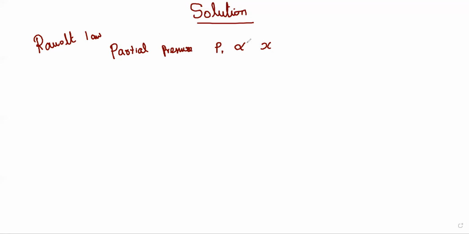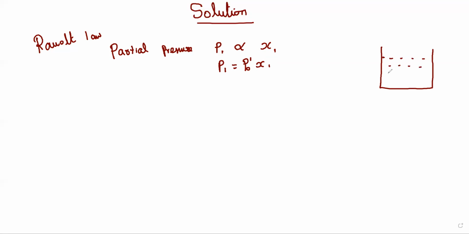Henry also states the same thing. But if you change this proportionality into an equal sign, then the constant introduced here is the vapor pressure. P01 is the vapor pressure. Say, for example, I'll explain once again.